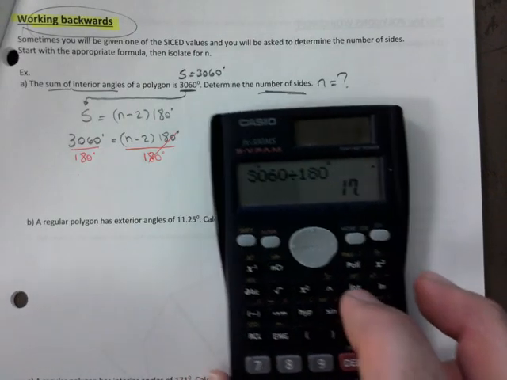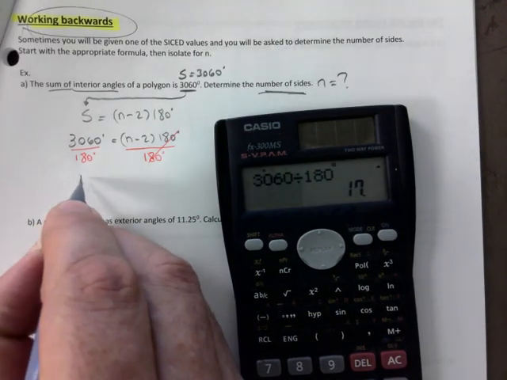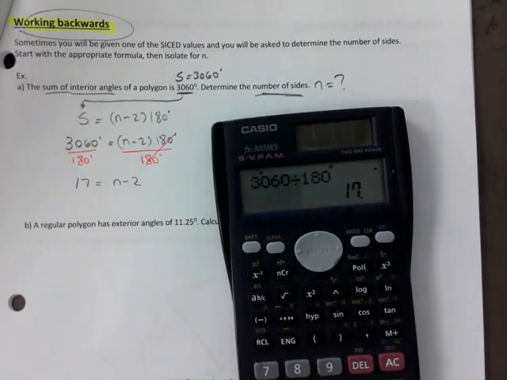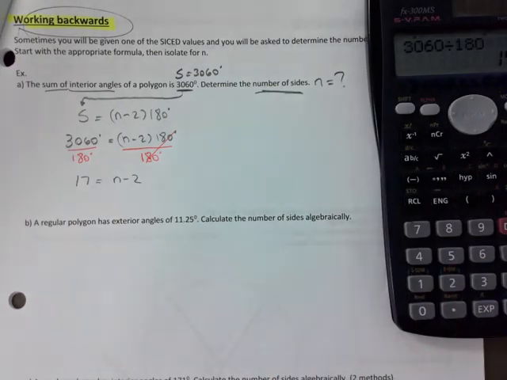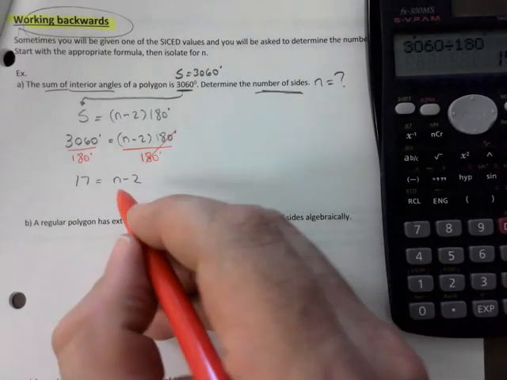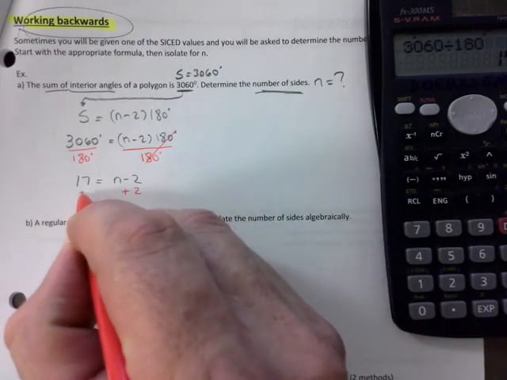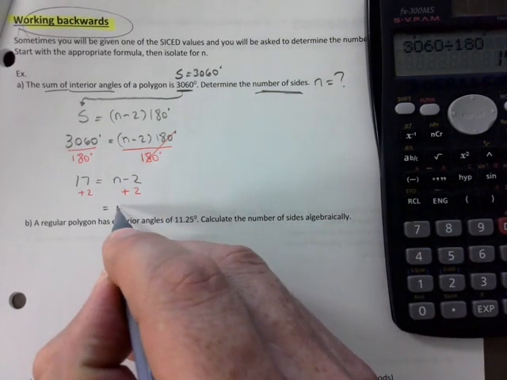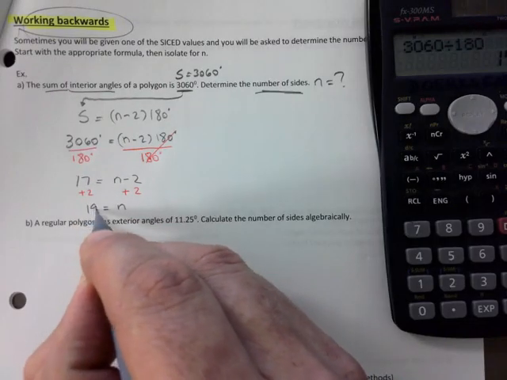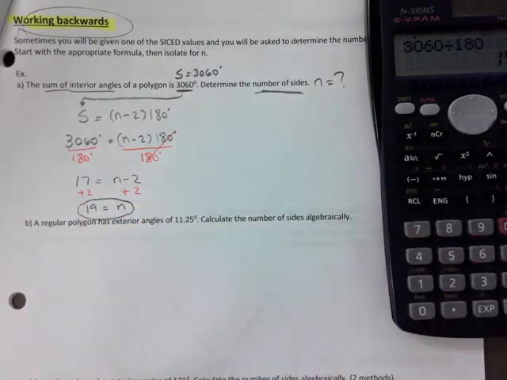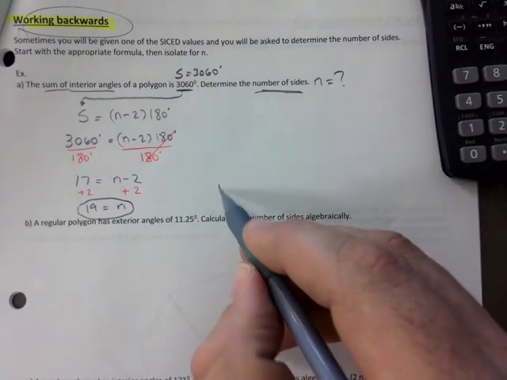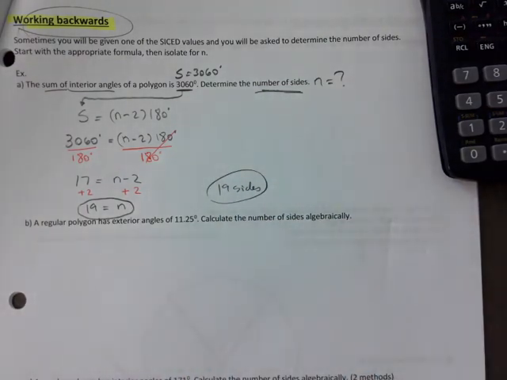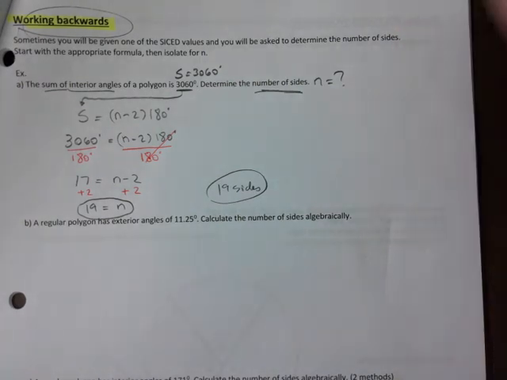3060 divided by 180, that's 17. And you're left with n minus 2 on the other side. You don't have to have the brackets anymore. Yes, plus 2, voila, you're there. This one is probably one of the easier cases. This is 19. So 19 sides. You could double check this. You could actually plug this into a formula and see if the sum is actually 3060, and you're in business.